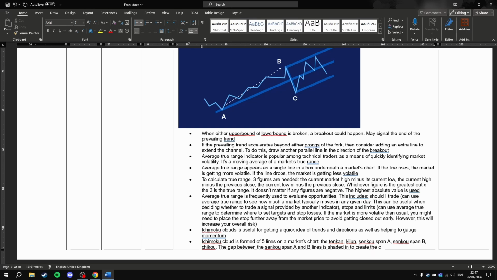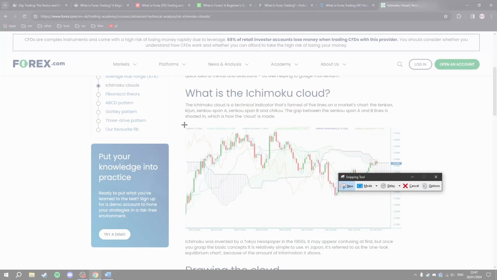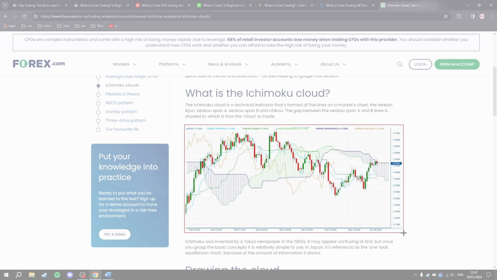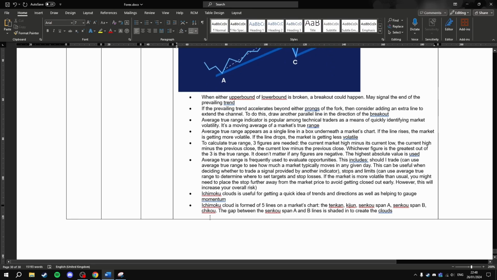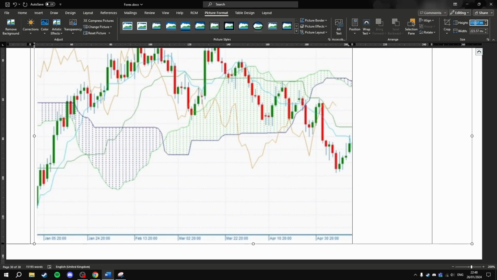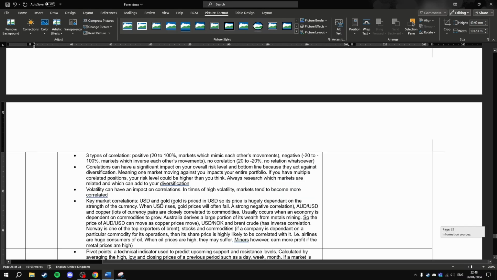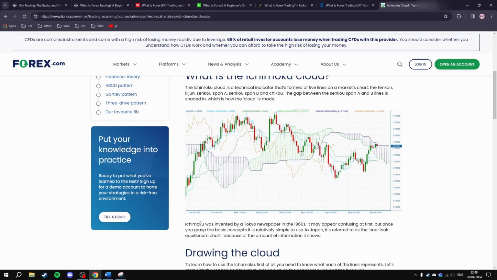Create the clouds. Let's just grab a quick screenshot of this. Okay, so we can see that clouds are here, clouds are here, clouds are here. I'm assuming that's what they mean.